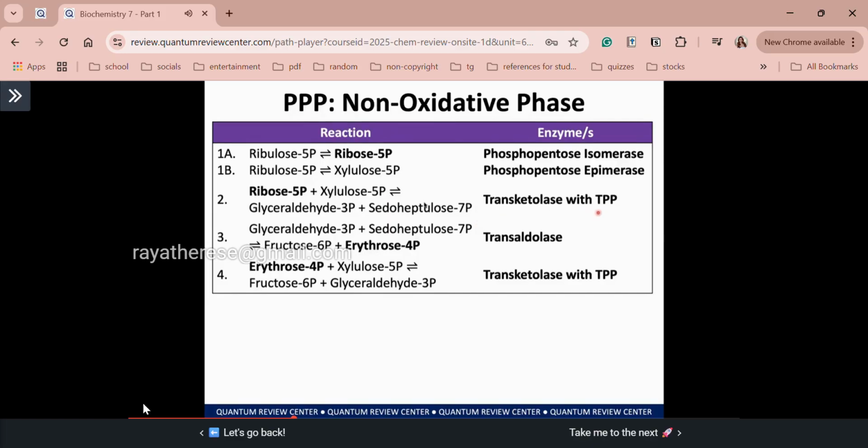Sir, why is there TPP there? Of course, this is an important coenzyme of your transketolase, your thiamine pyrophosphate. Class, remember, the main function of TPP is to aid in transfer of your aldehyde groups. So sir, meaning there is transfer of aldehyde groups occurring in our second reaction? Yes, as well as on our last reaction here.